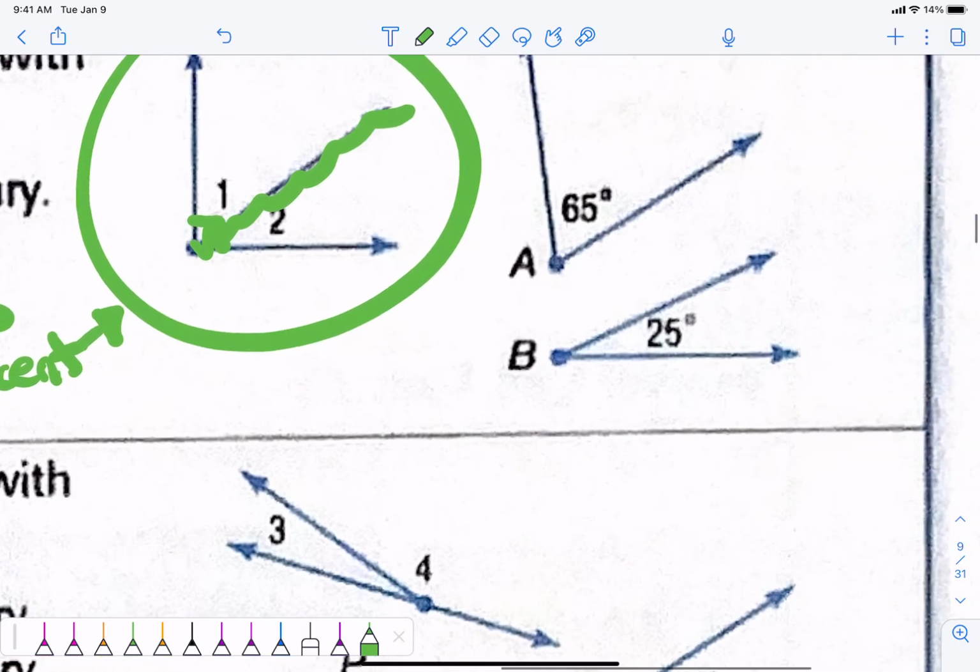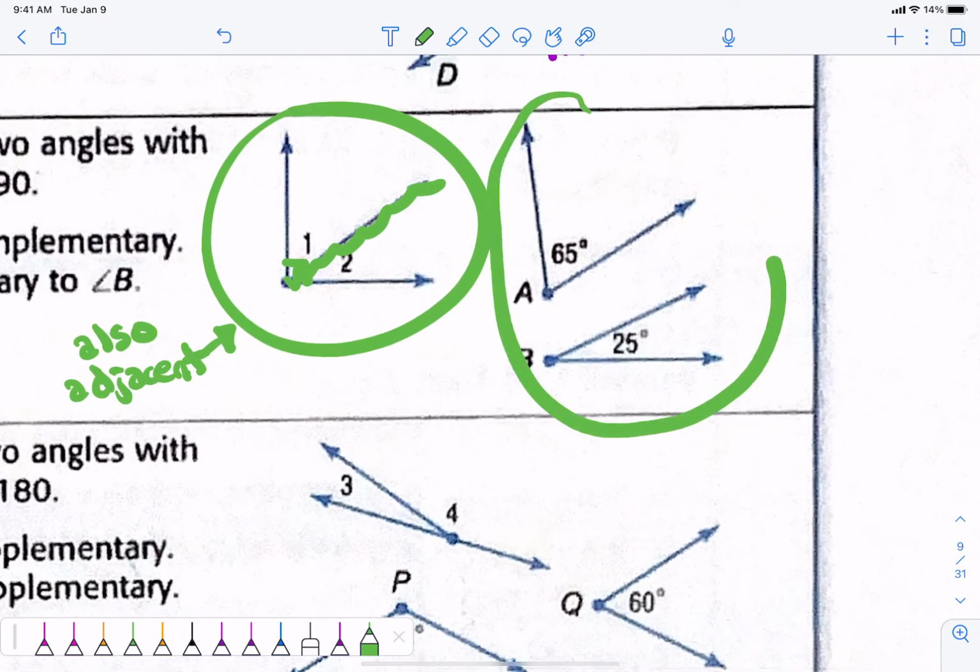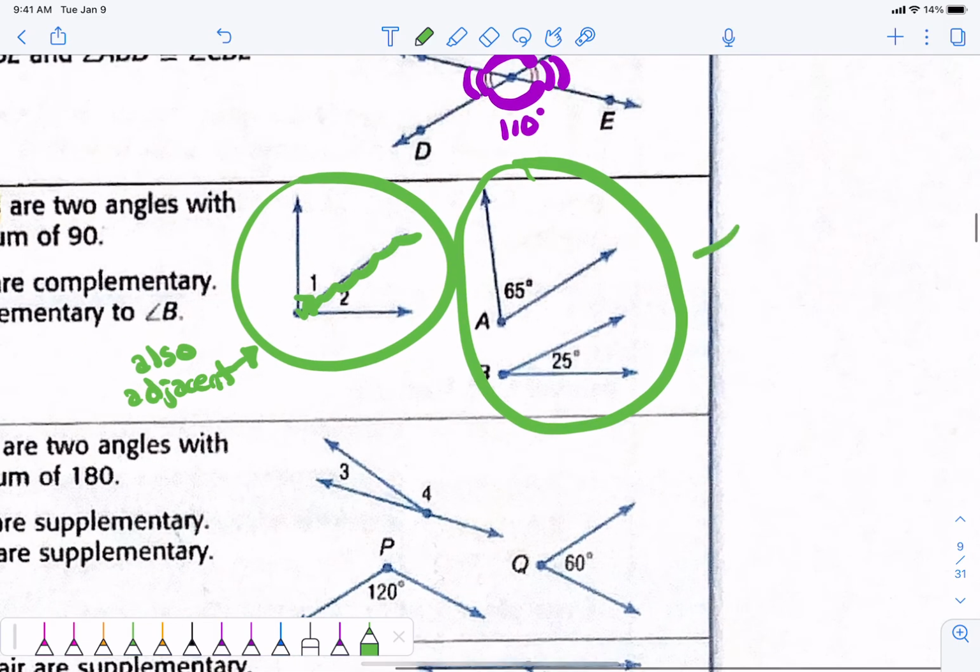Okay. Now, A and B over here, those are complementary because they add up to be 90, right? 65 plus 25 is 90. But are they adjacent? No. Not adjacent, right? They do not share a side and a vertex. So they're not adjacent. They're not right next to each other. Make sense? Okay, let's go down to these.